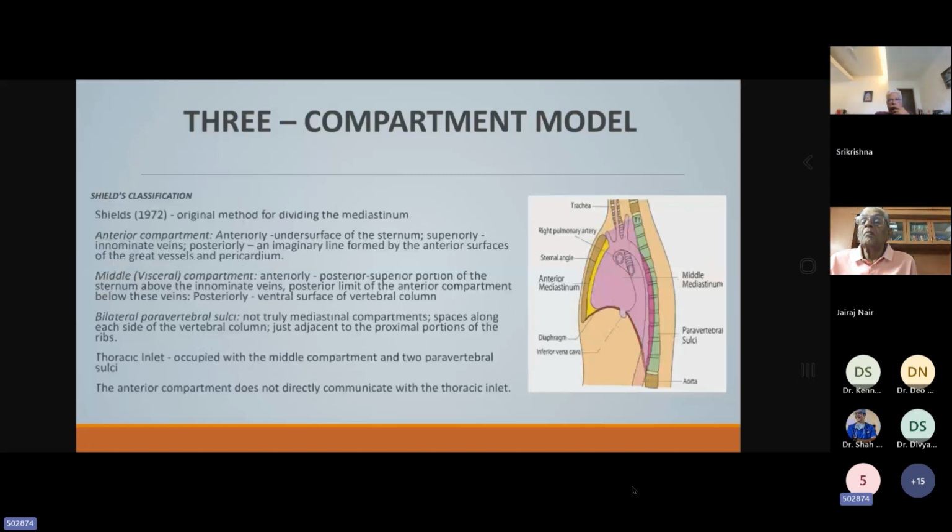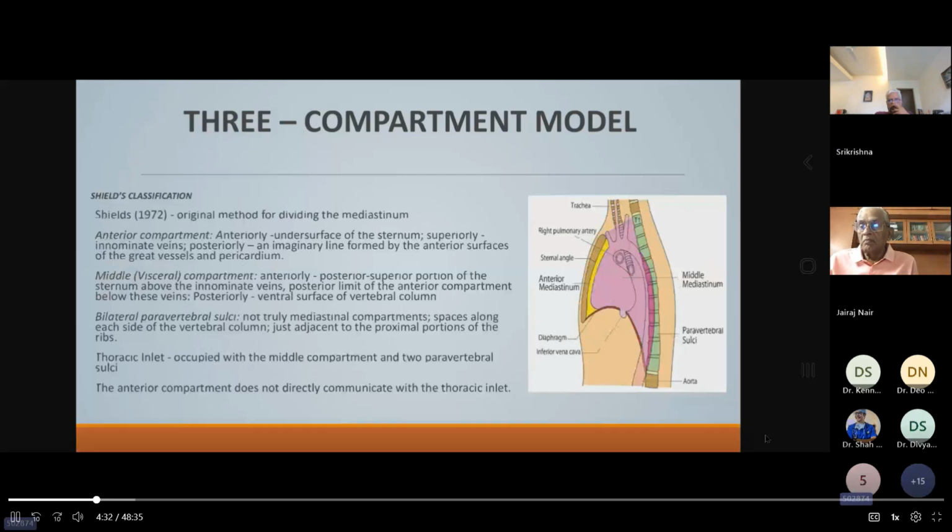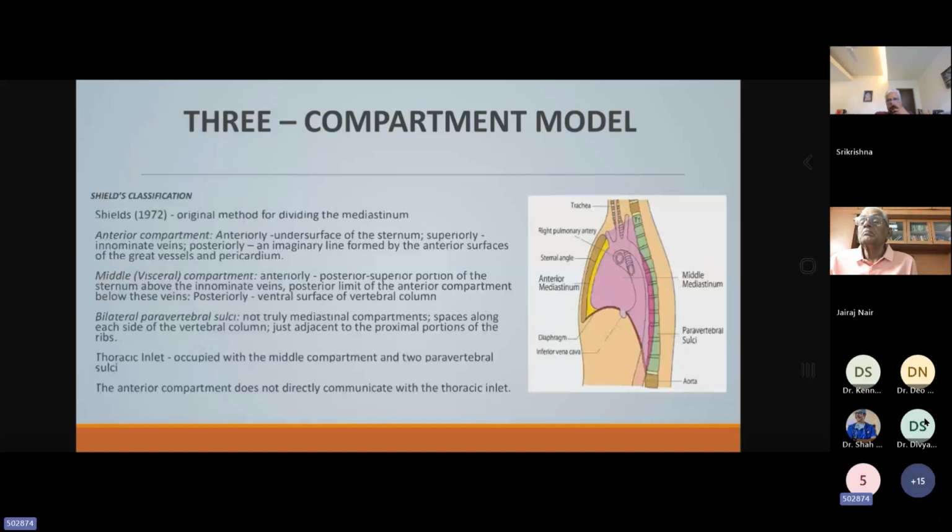The bilateral paravertebral sulci, which is the posterior compartment, is not truly a mediastinal compartment. Spaces along each side of the vertebral column just adjacent to the proximal portions of the ribs are included. The thoracic inlet is occupied within the middle compartment and the 2 paravertebral sulci. The anterior compartment does not directly communicate with the thoracic inlet.